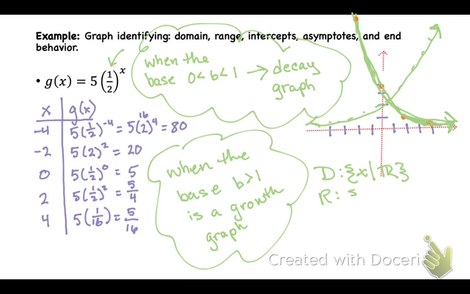Range, remember, it's not this one. Am I ever going to go below 0? No. So y is greater than 0. There wasn't an x-intercept, and I didn't move it up or down, so is there going to be an x-intercept? No. Once I move it down, is there going to be an x-intercept? Yeah. So there's just a y-intercept.